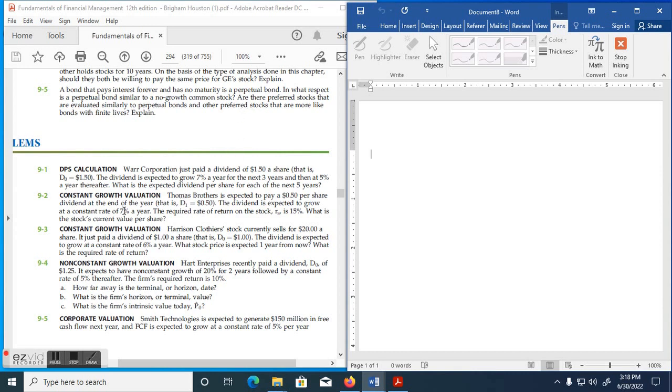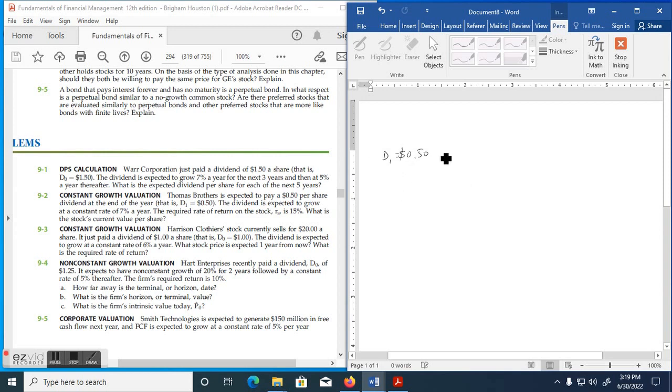So 9-2 says Thomas Brothers is expected to pay a $0.5 per share dividend at the end of the year. Now, this basically means that D1 is 0.5. Keep in mind that anything in brackets is a hint. Your understanding of the question itself should be able to tell you that this $0.5, when they're expected to pay this at the end of the year, in and of itself represents D1. So D1 is equal to $0.5 per share.